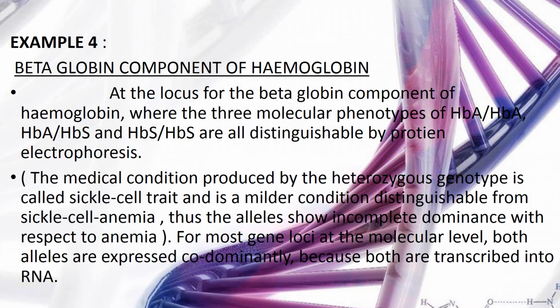The medical condition produced by the heterozygous genotype is called sickle cell trait and is a milder condition distinguishable from sickle cell anemia. Thus, the alleles show incomplete dominance with respect to anemia. For most gene loci at the molecular level, both alleles are expressed codominantly because both are transcribed into RNA.